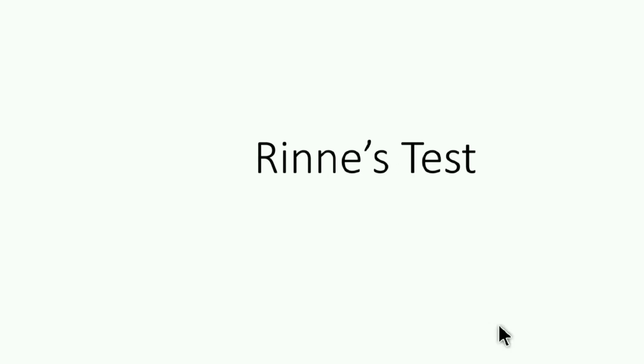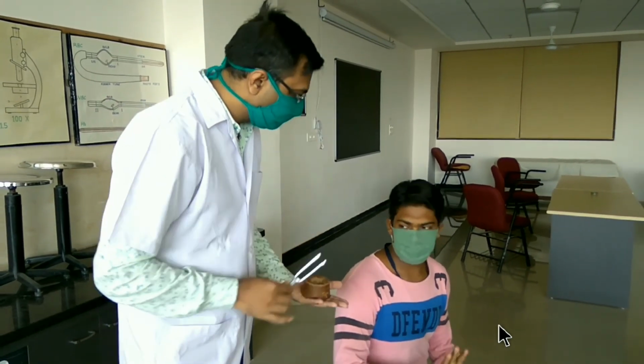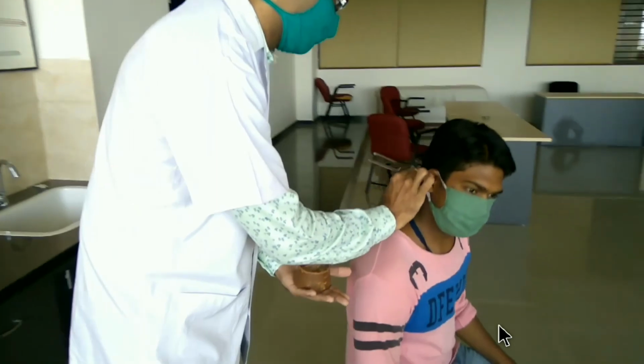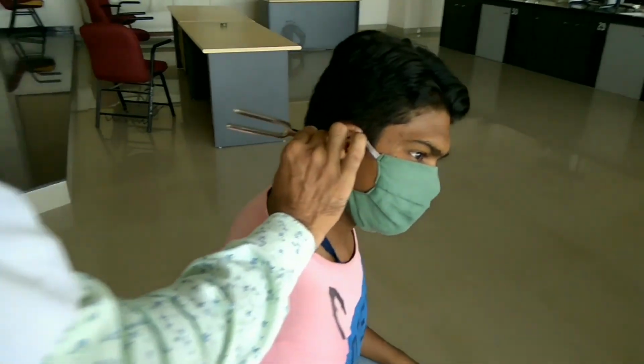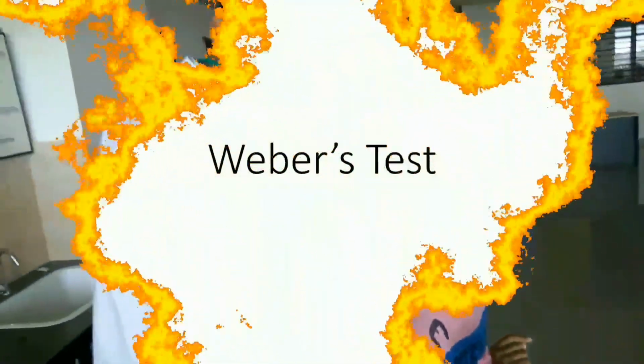Starting with the Rinne's test. In Rinne's test, first instruct the subject what procedure you are going to do. Hit the tuning fork on the rubber pad. Place the base of the tuning fork on the mastoid process of the subject. Ask the subject to raise his hand. Immediately bring the tuning fork near the ear.